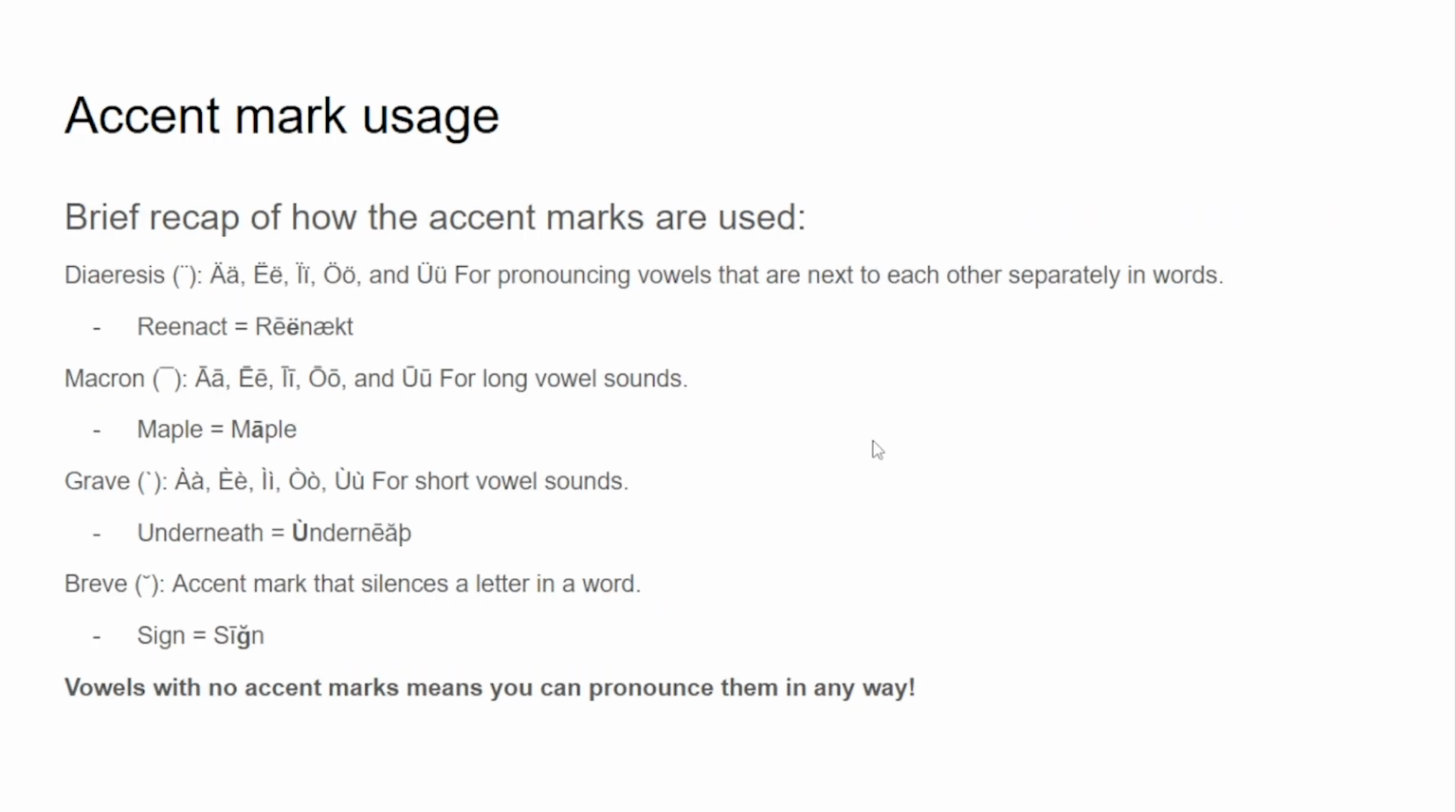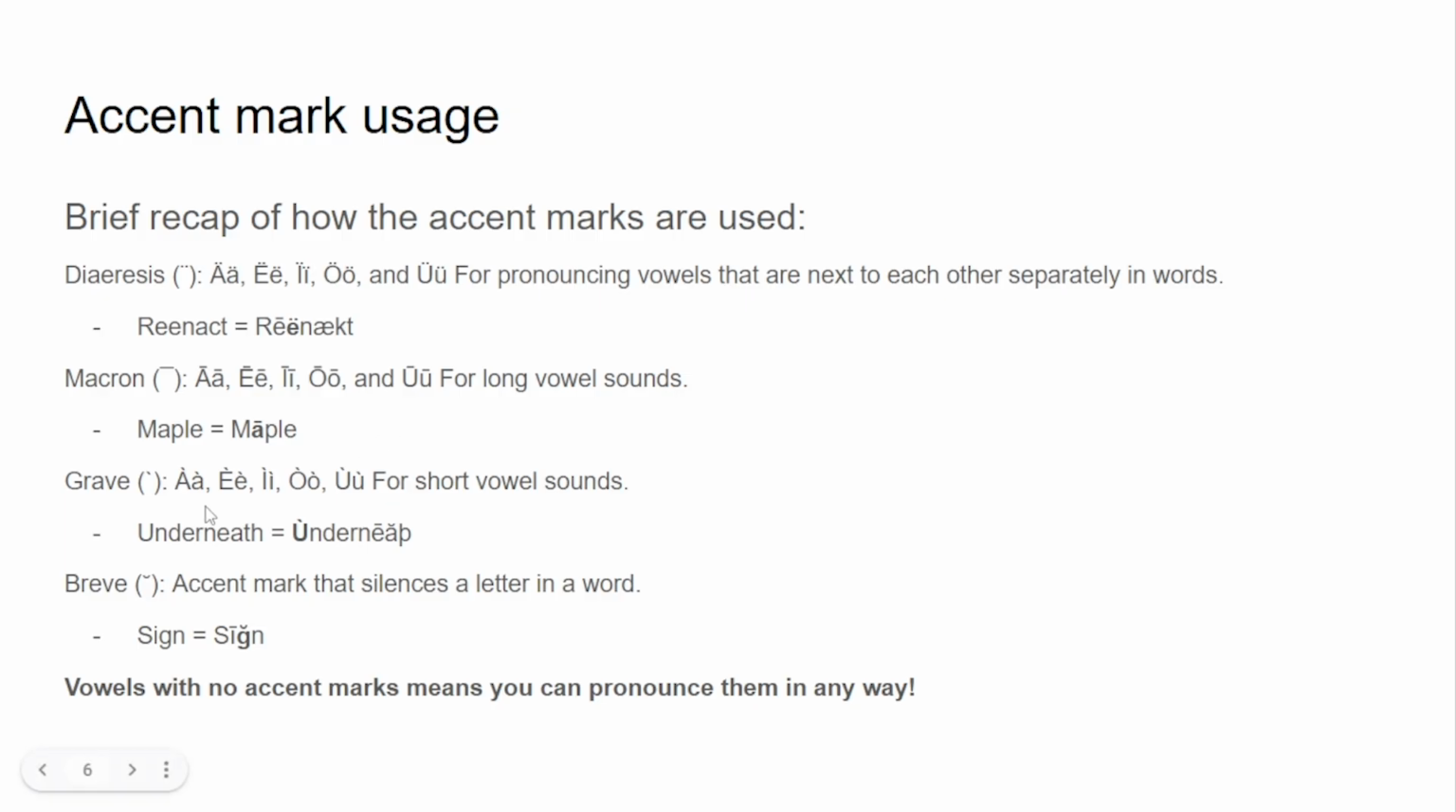Accent mark usage. Here's a brief recap of how the accent marks are used. So the diacritics are used to pronounce vowels that are next to each other separately in words. So like take this word for example. These two E's make different sounds. So you can put the diacritics on the second E, so it can say reenact. It's not reenact, it's reenact. Then there's the macron. These are used for long vowel sounds. So like the A in maple.